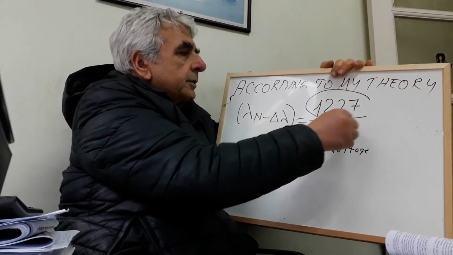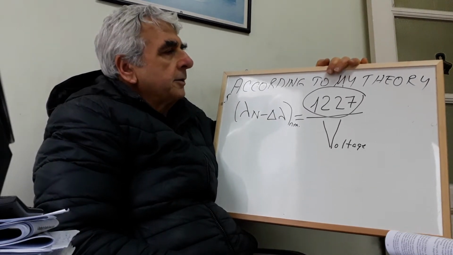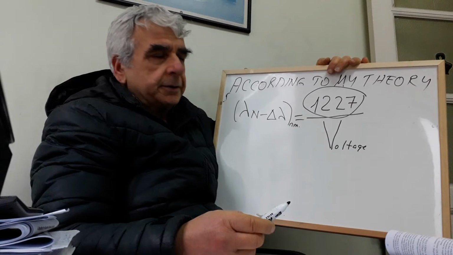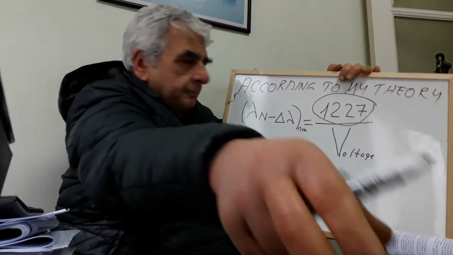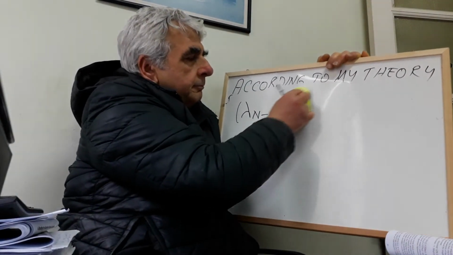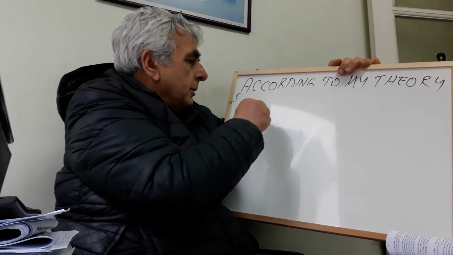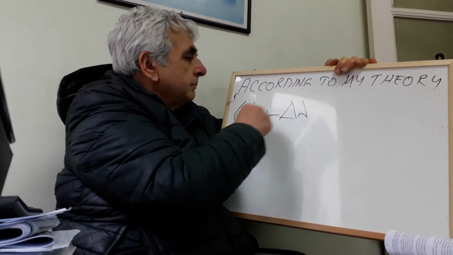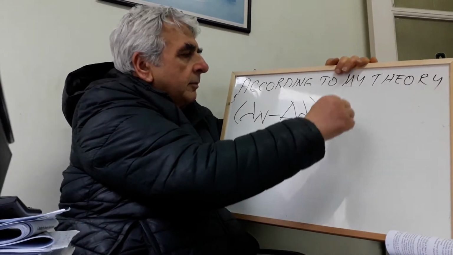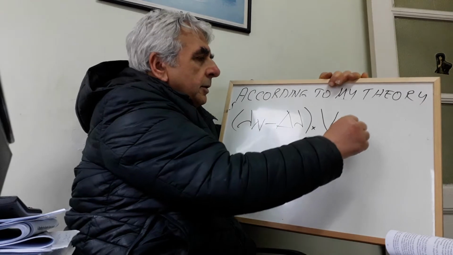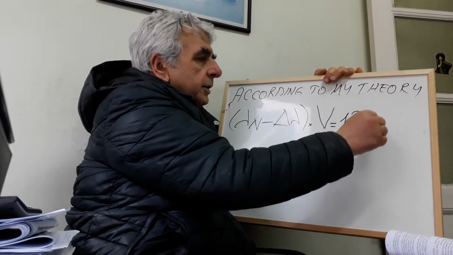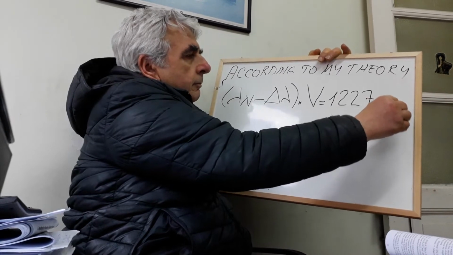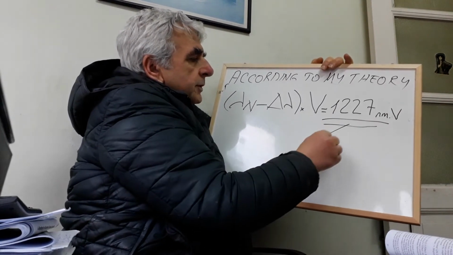This is the constant that I give as a gift to contemporary physics theories. Lambda n minus delta lambda multiplied by electric potential is 1.227 nanometer volt. This is the constant.